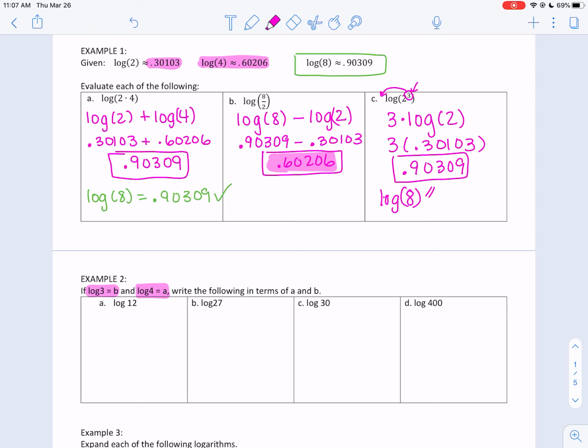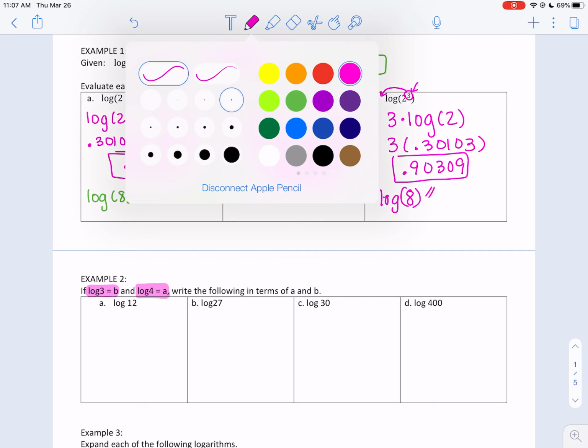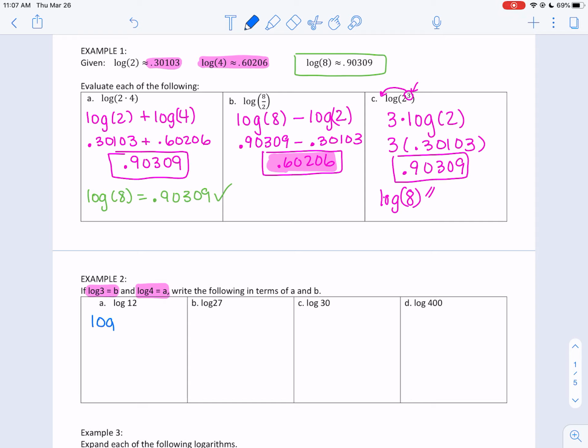If you look at log 12, it doesn't say log 3 and it doesn't say log 4. However, we can rewrite 12 as a product of 3s and 4s. What that means is that we can write this as log of 3 times 4. 3 times 4 is 12. If we use our expansion to rewrite that, we can rewrite that as log of 3 plus log of 4. Notice that this is not log of 3 plus 4. That's not what we're writing. That is the common error here.